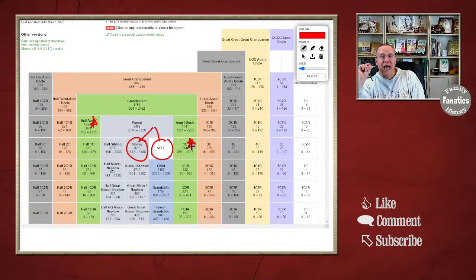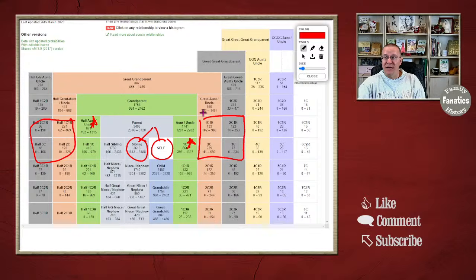So then how could we determine whether they were a half aunt or a first cousin? And this is where your other DNA matches come in. Do you have anybody over here that are half first cousins? Or do you have anybody over here that are first cousins once removed, or second cousins, things like that?